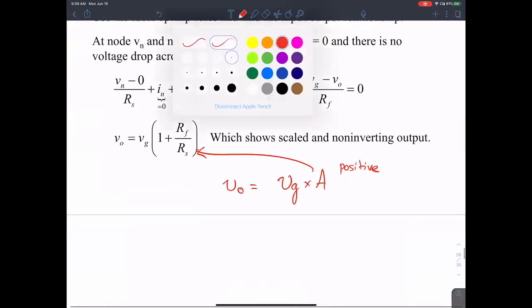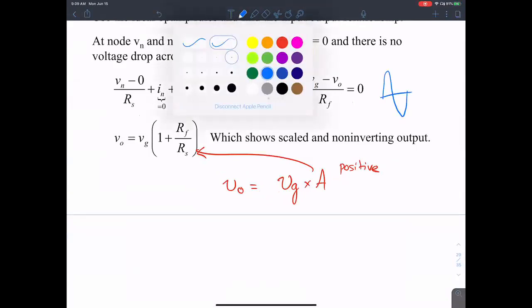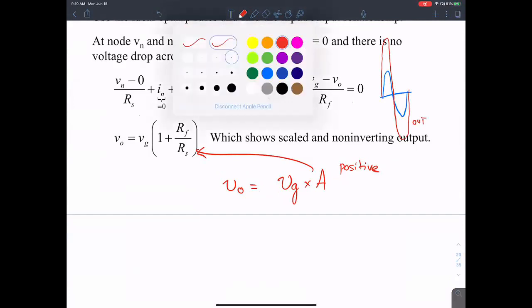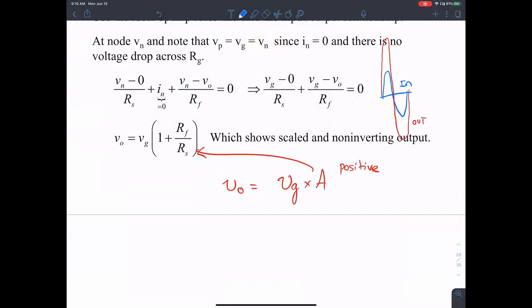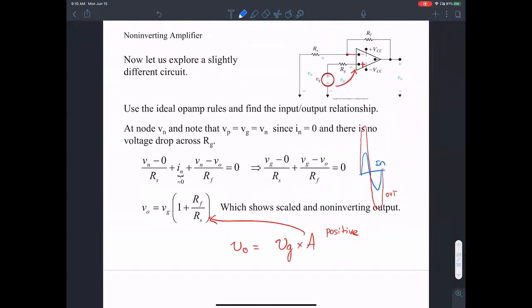So in other words, if you look at the input-output relationship, if this is your input, the output is going to be in phase, but a magnified version of the input. So this is called a non-inverting amplifier because the output and input are in phase. The output is the input multiplied by some gain. So that's the gain. Okay, so that's the idea of a non-inverting amplifier.